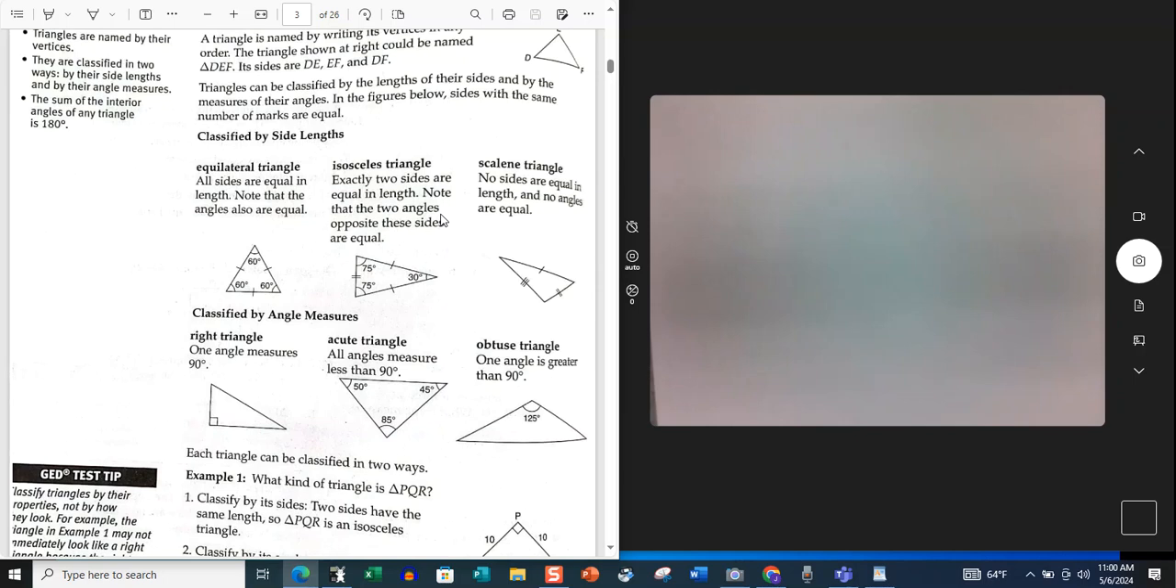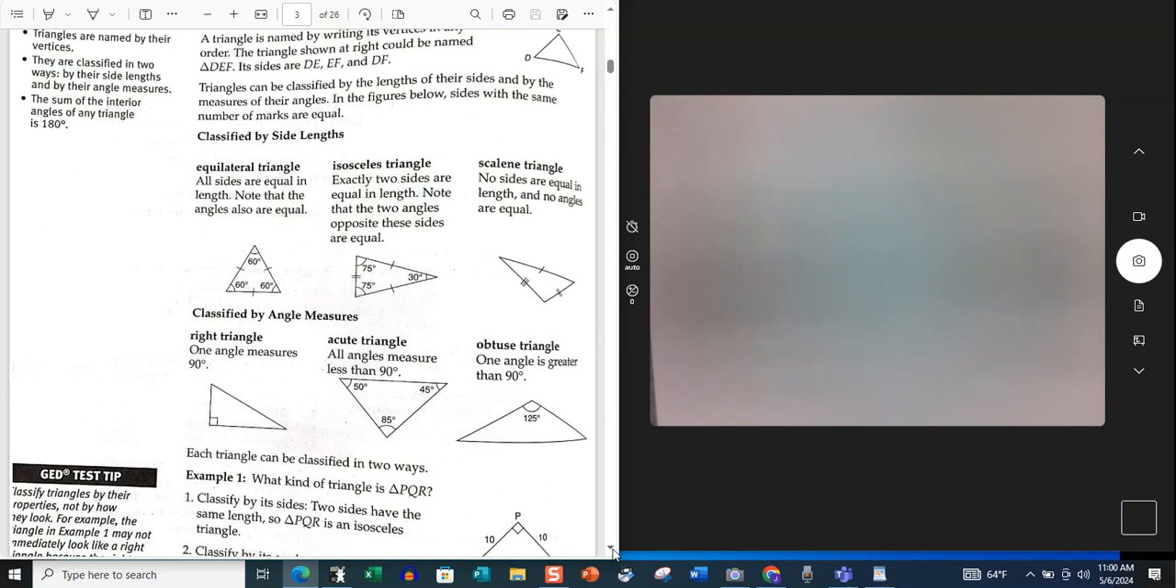Okay, the isosceles triangle. Exactly two sides are equal in length. Note that the two angles opposite these sides are equal. Okay, now the scalene triangle. No sides are equal in length and no angles are equal. Now if you look at this scalene triangle, it kind of reminds you of a trapezoid where no sides are equal and none of the angles are equal. And then the isosceles triangle is almost like a rectangle, except you only have three sides instead of four.